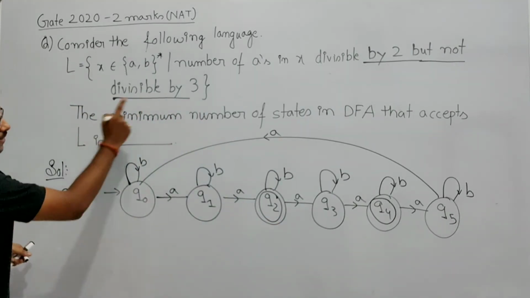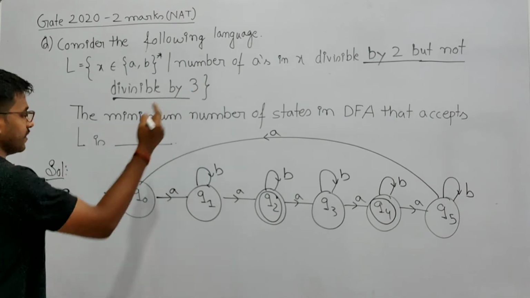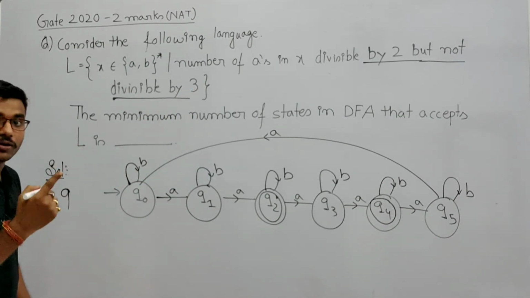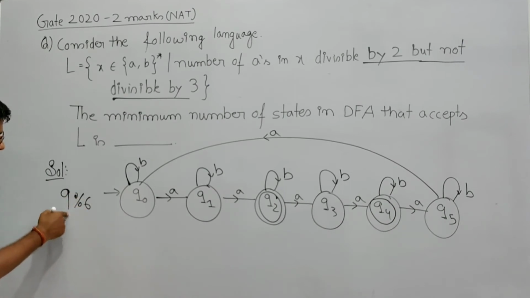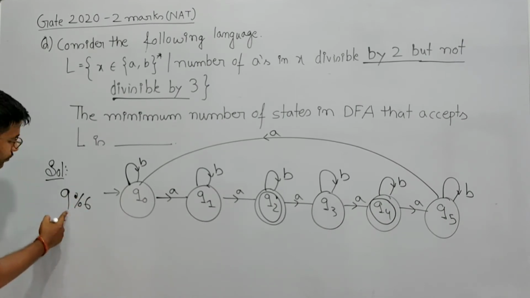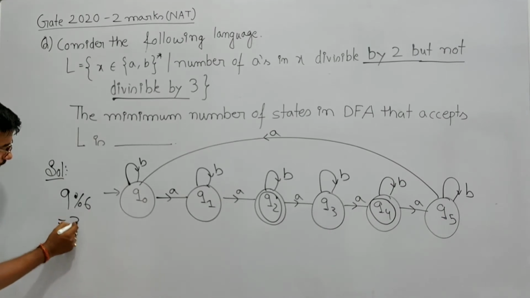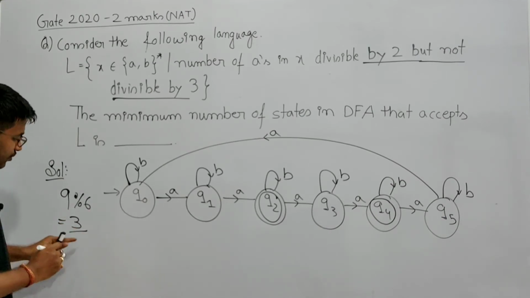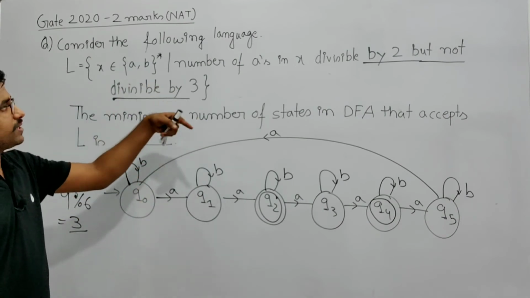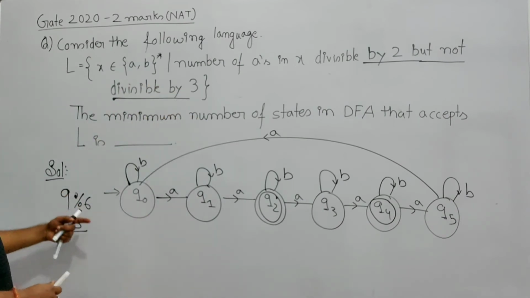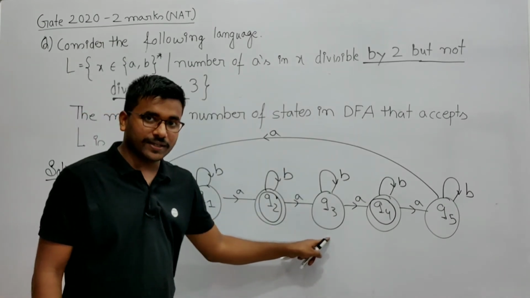And when you get remainder 3, like 9, if they change the question, if you just interchange it, like if you say divisible by 3 but not 2, then if you are getting 9, you see this is divisible by 3 but not divisible by 2, because if you divide by 6, you are getting remainder 3. So by changing the question, you have to change the final state. If you want to accept only the number which is divisible by 3, not by 6, then you have to make q3 the final state.